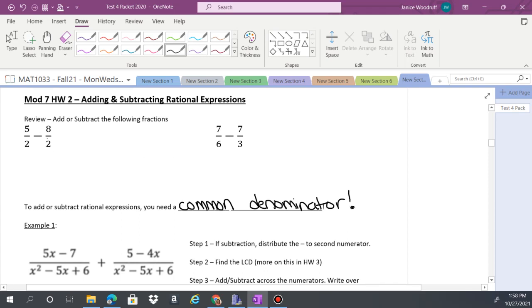So my first example, the denominator is 2. So I have that common denominator, so there I just go straight across. 5 minus 8 is negative 3. And then I keep my denominator as 2.